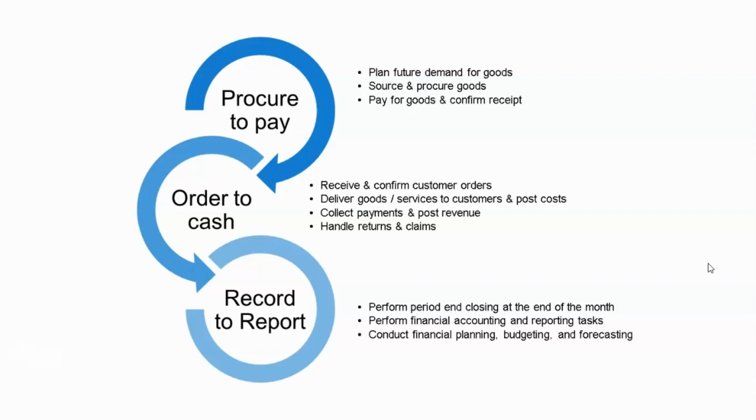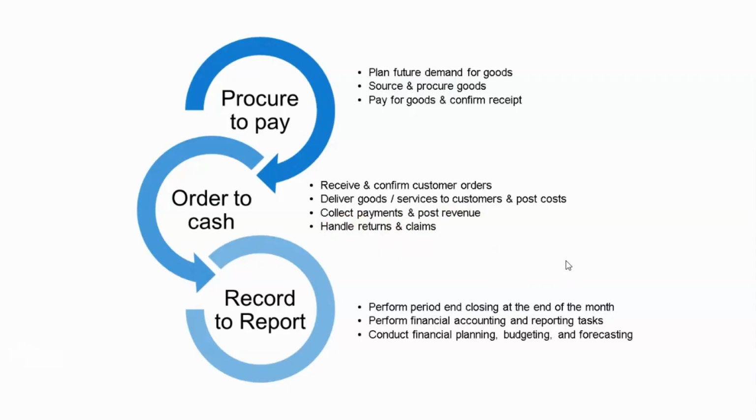So if a customer submits a claim based on a product's warranty, we may need additional business processes in the service line of business to create a service order and deliver the service described in the warranty. So to summarize the order to cash process, we receive and confirm customer orders, deliver goods and services to customers and post costs, and then collect payments and post revenue, and handle returns and claims.